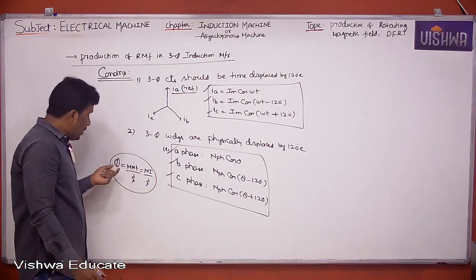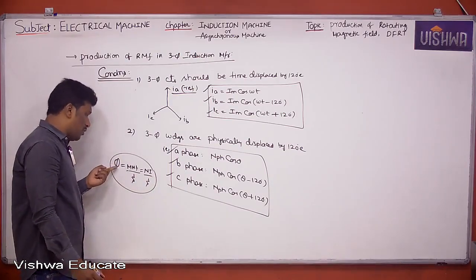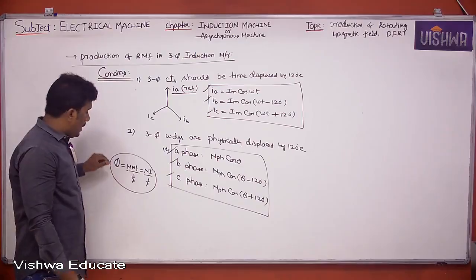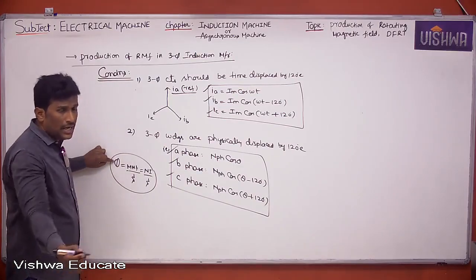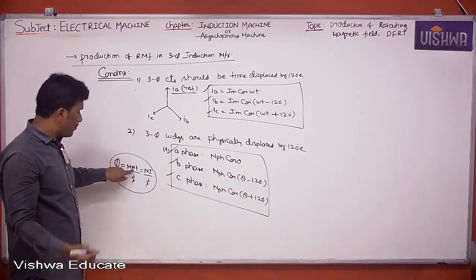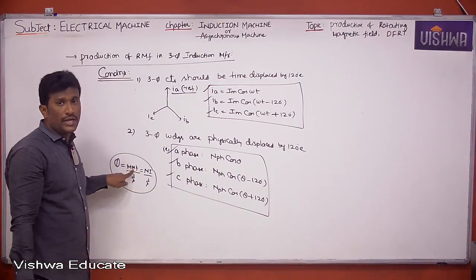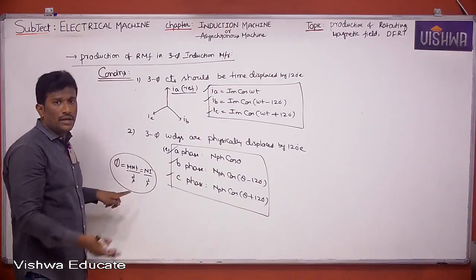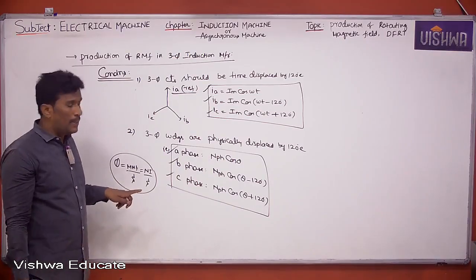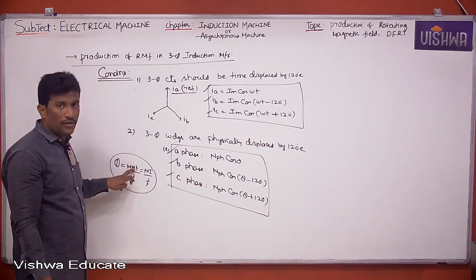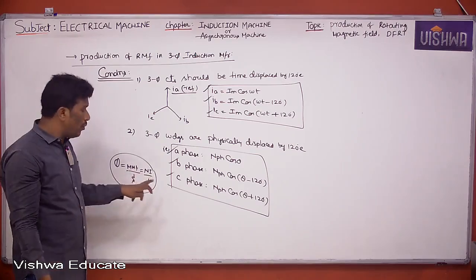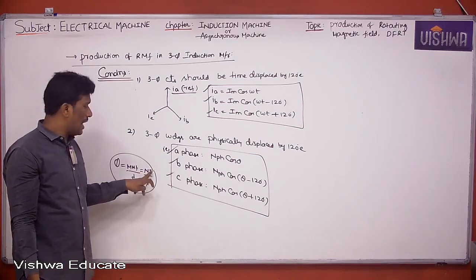If I want to show that flux is produced and magnetic field is produced and it is rotating, indirectly, if you show that MMF is produced and MMF is rotating, then indirectly flux is also rotating, and the magnetic field is also rotating. That means let me discuss from the MMF point of view. For MMF, I need number of turns, and I need current.